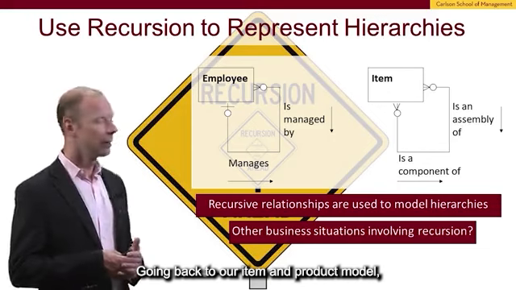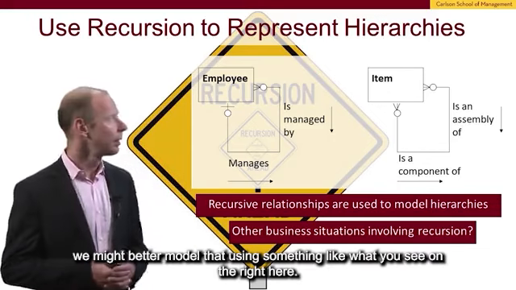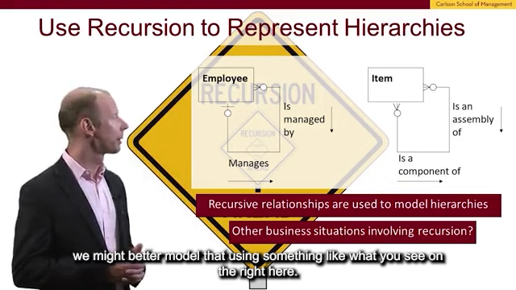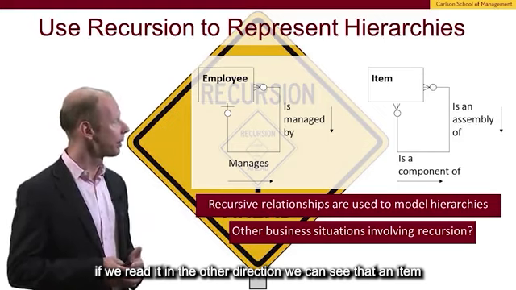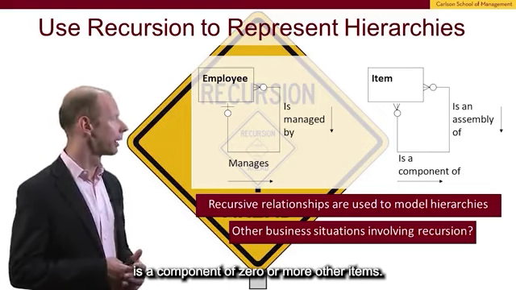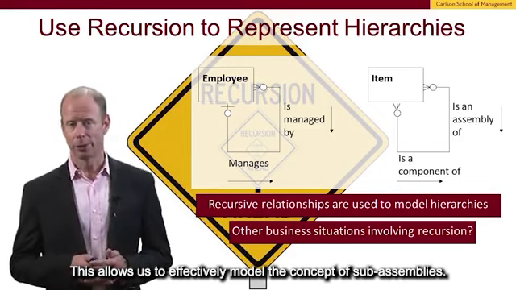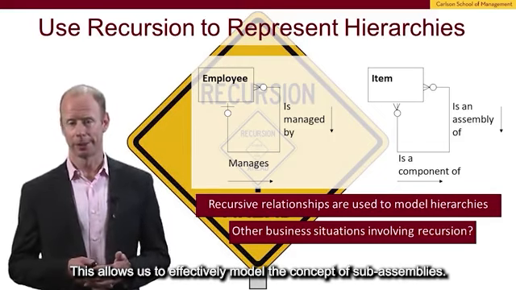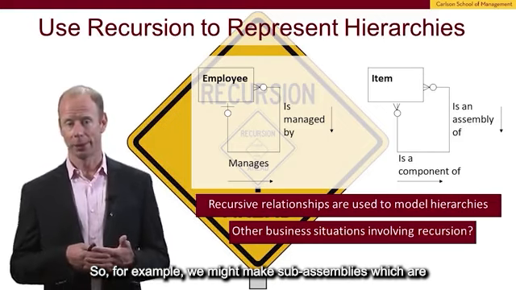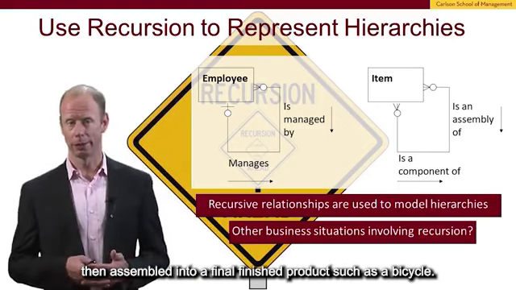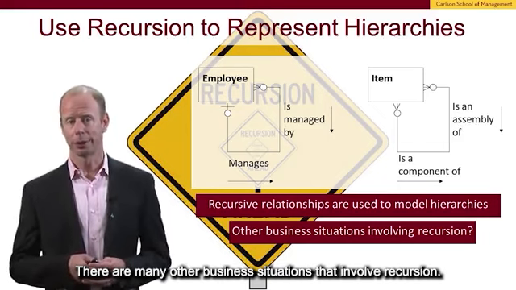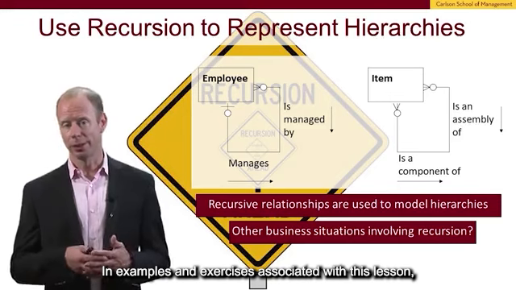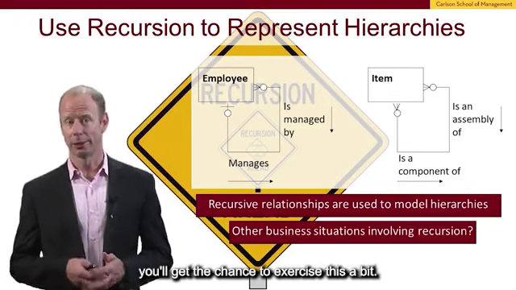Going back to our item and product model, we might better model that using something like what you see on the right here. An item is an assembly of many other items. If we read it in the other direction, we can see that an item is a component of 0 or more other items. This allows us to effectively model the concept of subassemblies. So for example, we might make subassemblies which are then assembled into a final finished product, such as a bicycle. There are many other business situations that involve recursion. In examples and exercises associated with this lesson, you'll get the chance to exercise this a bit.